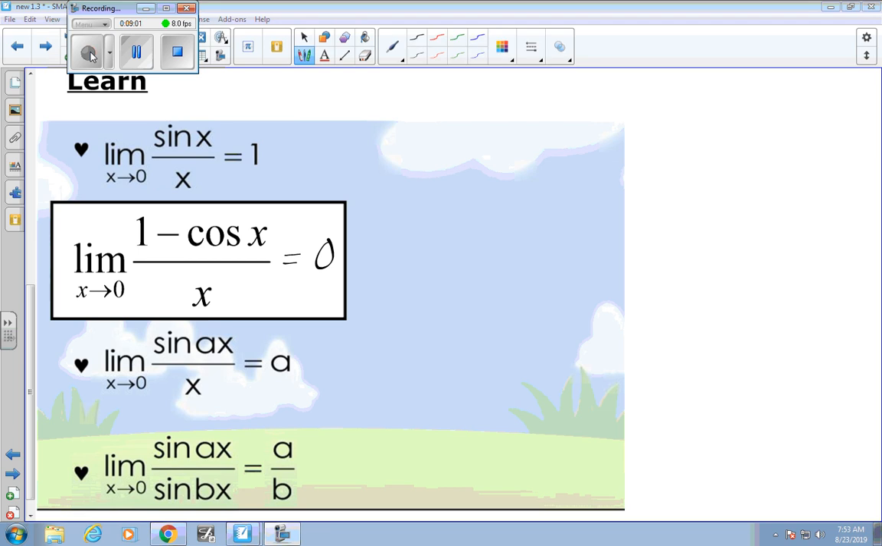All right, so 1 minus cosine of x over x, provided the limit goes to 0, is equal to 0. Sine x over x is equal to 1. Sine of some coefficient of x, so sine of ax over x, is just that a value. And even if there's a coefficient in front, if it was sine of ax over bx, then your answer would just be a over b. So it's just the ratio of the coefficients a lot of times for these trig functions.